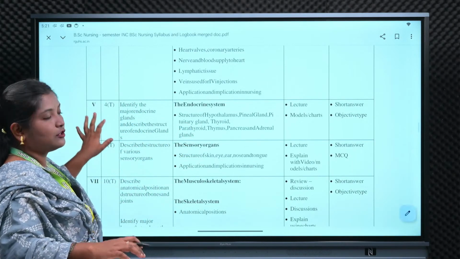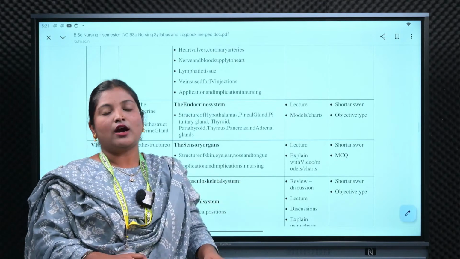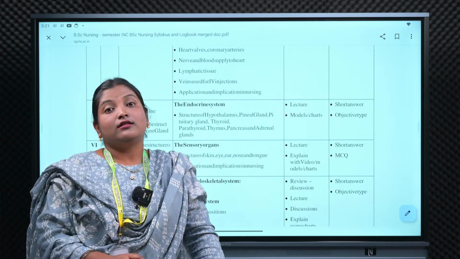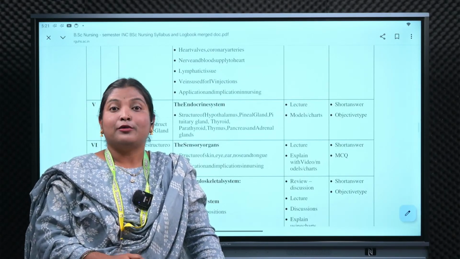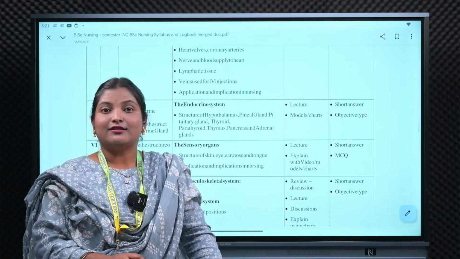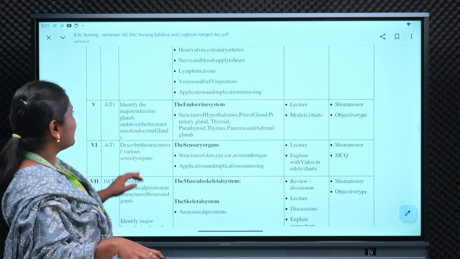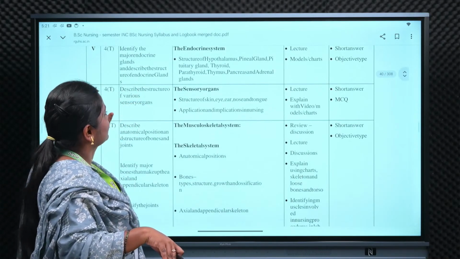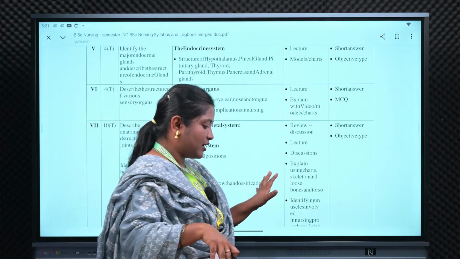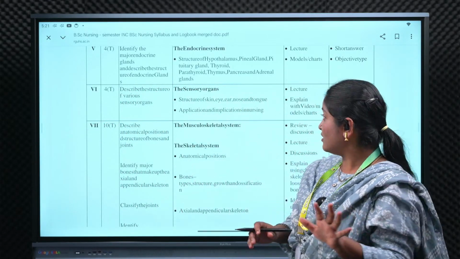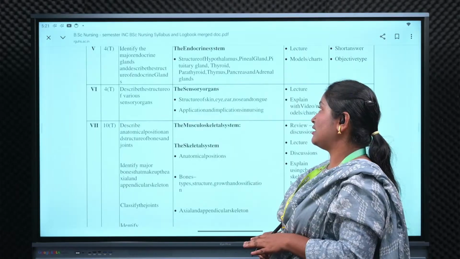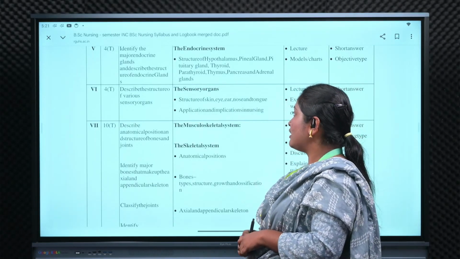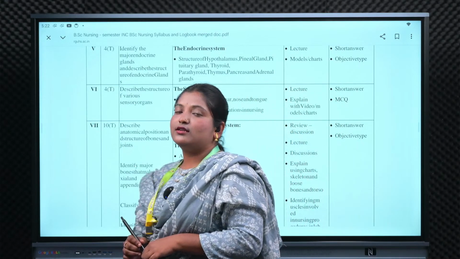This is the fifth unit, the endocrine system. We are supposed to study the glands of the human body and the hormones secreted by the various glands. Hope you guys understood the fifth unit. Now we can move towards the sixth unit, where we are going to study the sensory organs: the structure of the skin, eye, ear, nose, and tongue, and the application and implications of these in nursing.